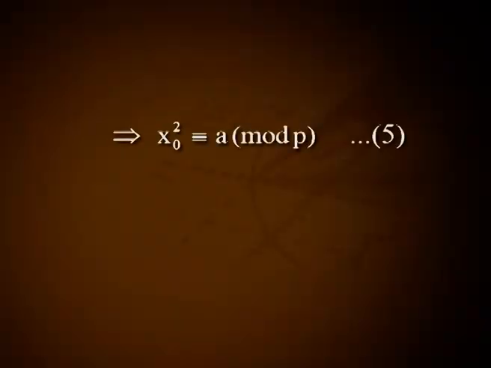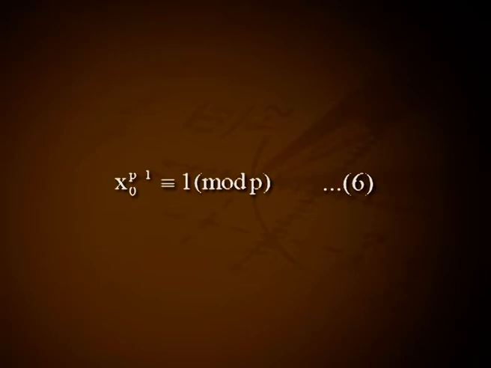Theorem 2. Euler's criterion. An integer a is a quadratic residue mod p if and only if a raised to (p minus 1) by 2 is congruent to 1 mod p. Proof. Suppose that a is a quadratic residue mod p. Then x squared congruent to a mod p has a solution, say x naught. x naught squared congruent to a mod p, equation number 5. GCD of x naught and p is equal to 1. Therefore, by Fermat's little theorem, x naught raised to p minus 1 is congruent to 1 mod p, equation number 6.